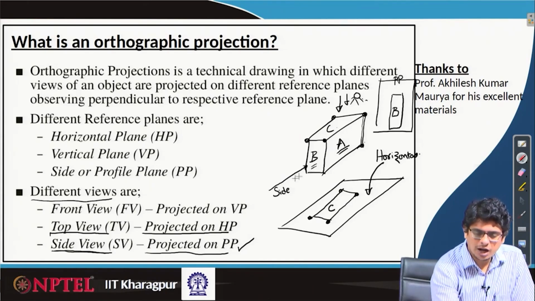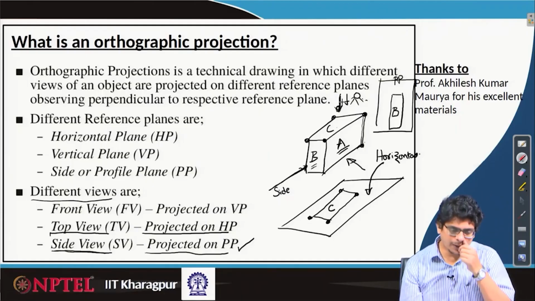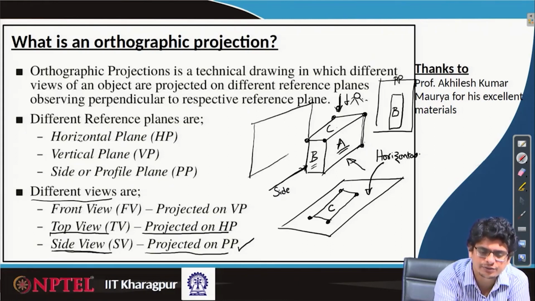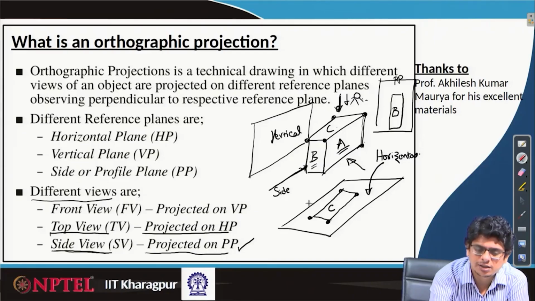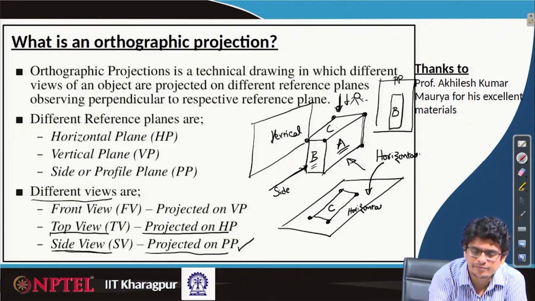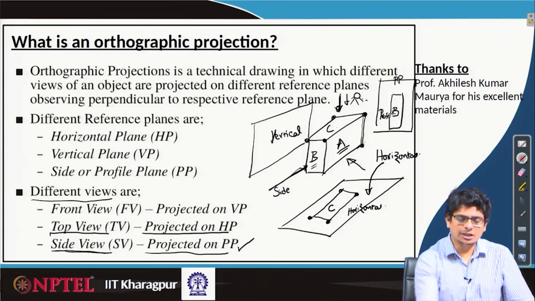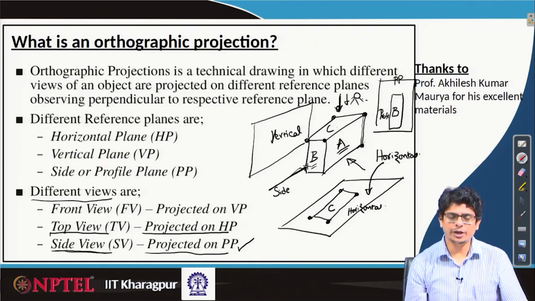Different views are side view, front view and top view. The different planes are what we are going to shine a light on, so that we construct such kind of front views onto the vertical planes, top views onto a horizontal plane and side views onto these side planes or profile planes. If we do such kind of projections, we are going to get the complete information about the object.